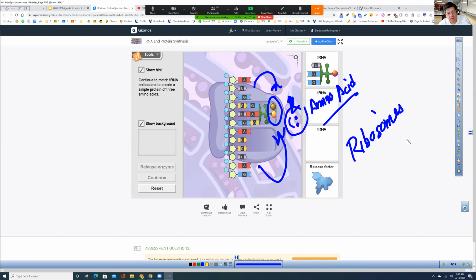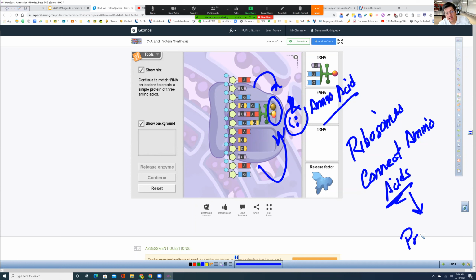Because that's his job, to connect amino acids. This guy right here, what they do is they connect amino acids. And by connecting amino acids, that's how they make the protein. But there are millions of different ways to connect amino acids. How do they know how to connect them? Well, they use these instructions here that they got.